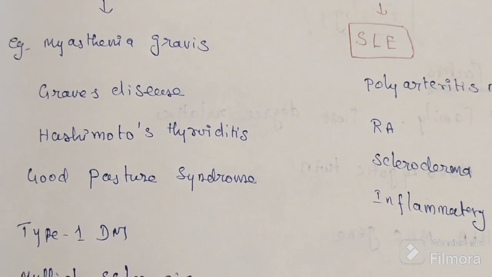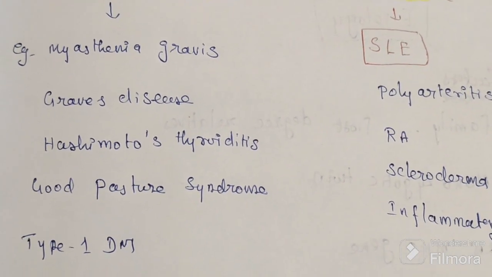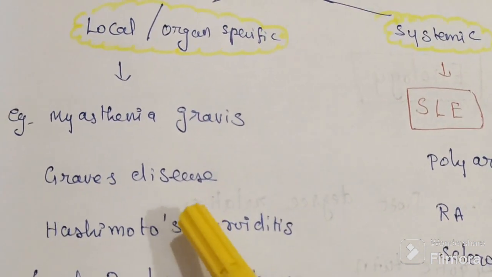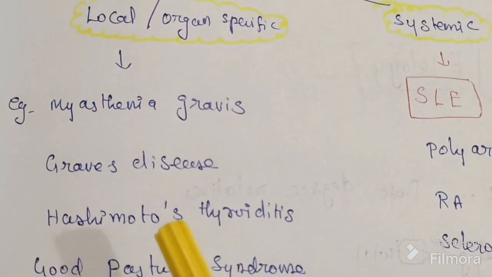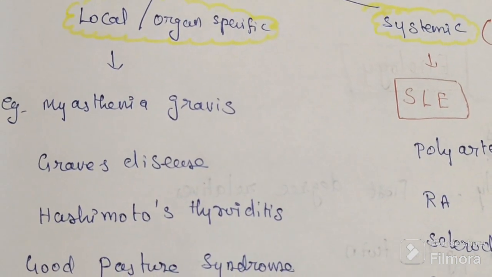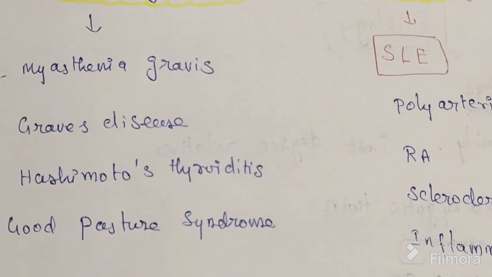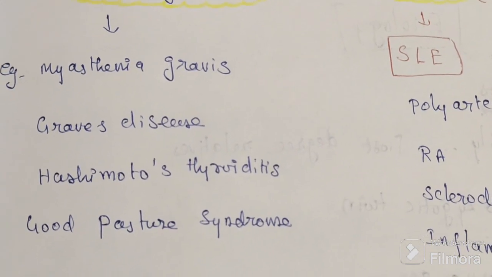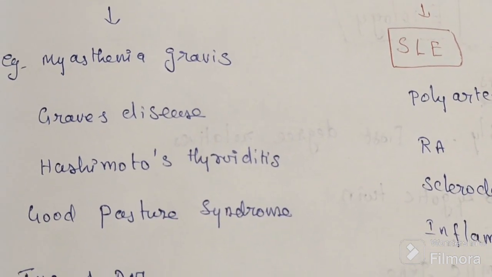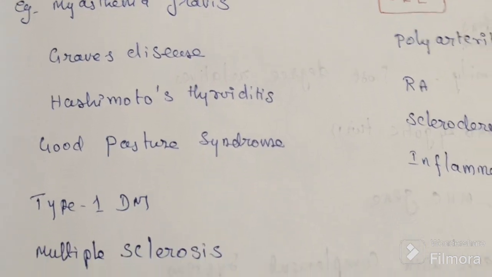Graves disease increases thyroid level. Hashimoto's decreases thyroid level. Goodpasture syndrome mainly affects the kidney and lungs, but predominantly it affects the kidney.